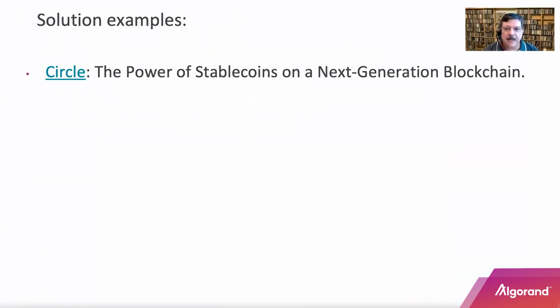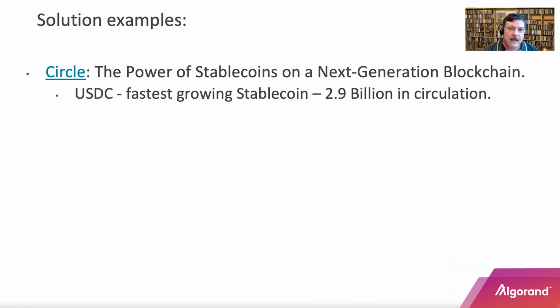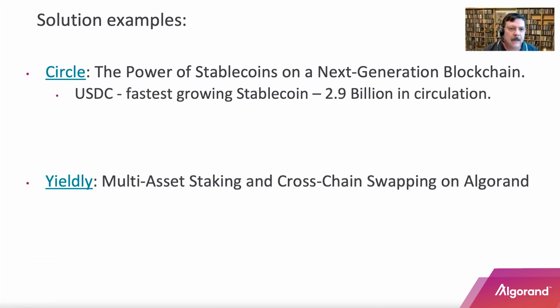Circle is the power of stablecoins, next generation. We have USDC, which is a stablecoin. For those who aren't familiar with stablecoins, basically native cryptocurrencies tend to fluctuate a lot in price. One day they're way high, then they're way low. That really makes it difficult to do transactions with them. So what USDC is, these are tied to a current fiat, in this case USD, and they fluctuate with the economy. So it's much more stable, hence the name stablecoin, and over 2.9 billion of these are in circulation.